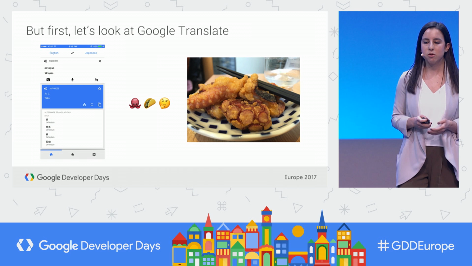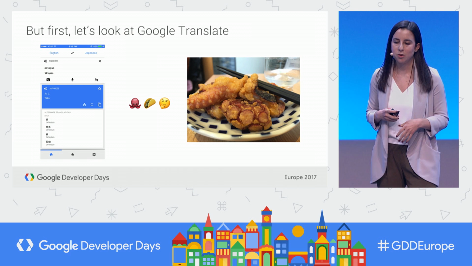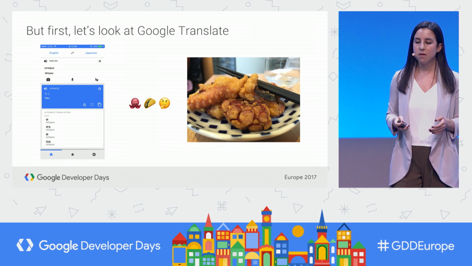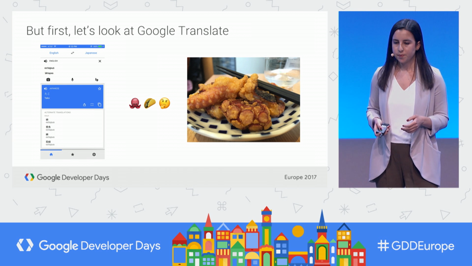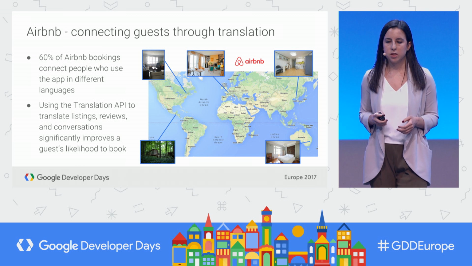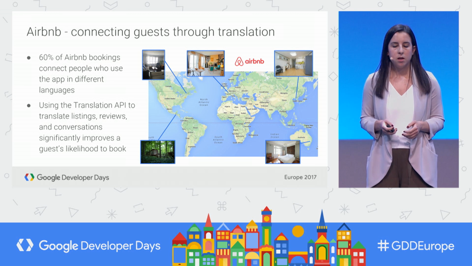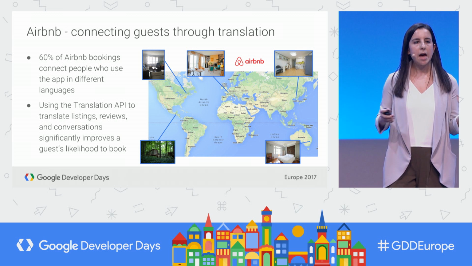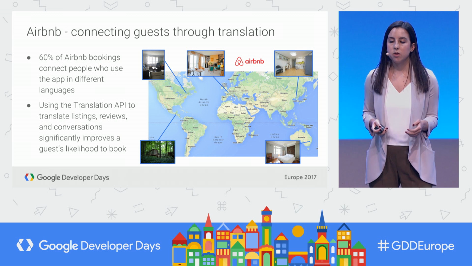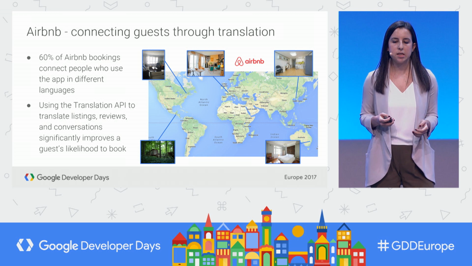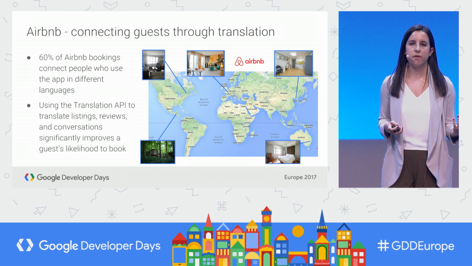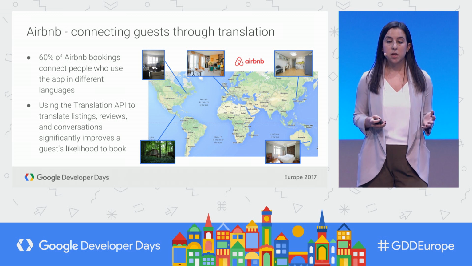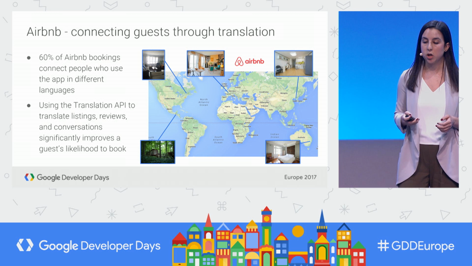But you probably want to do more with Google Translate than just translate the word for octopus. And the translation API essentially exposes all the functionality of Google Translate to developers. One company that's using the translation API is Airbnb. They actually have 60% of the bookings connecting people that use the app in different languages. And they're using the translation API not only to translate listings, but also reviews and conversations. And they found that using the translation API significantly improves a guest's likelihood to book.